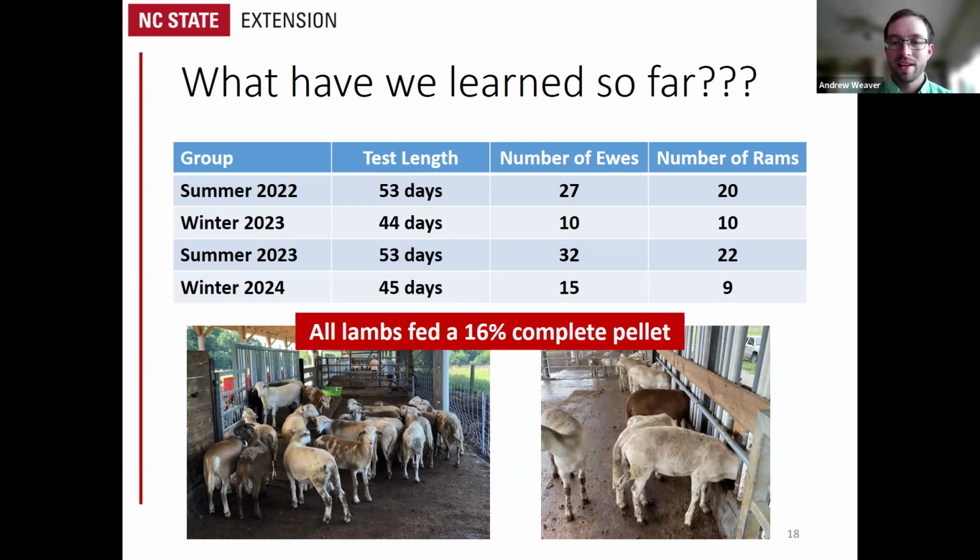There's no hay, there's no supplemental mineral, anything like that. 100% of what they consume every day is coming out of that bunk, and we are weighing every pound that animal eats automatically as that animal sticks its head in the feeder and eats. So it's pretty interesting, pretty cool technology. It results in very large data sets.